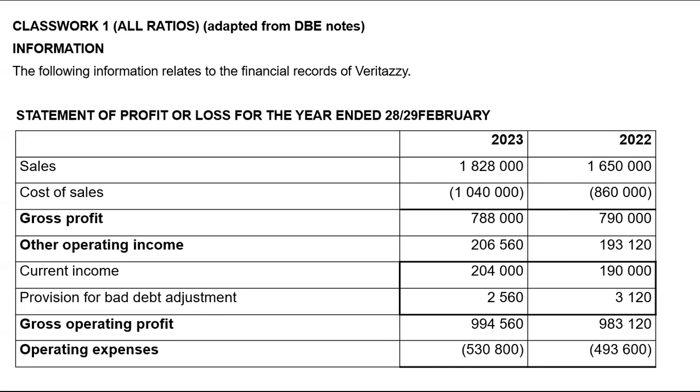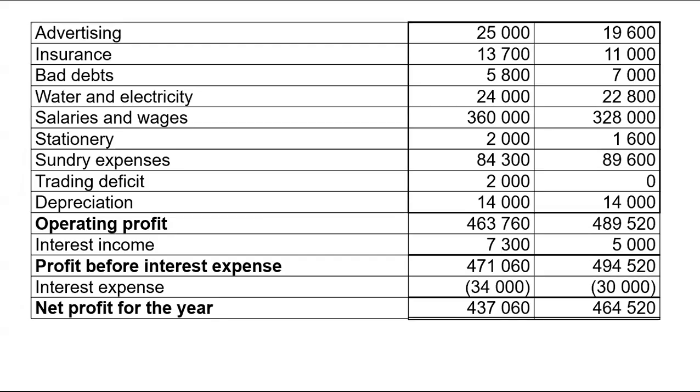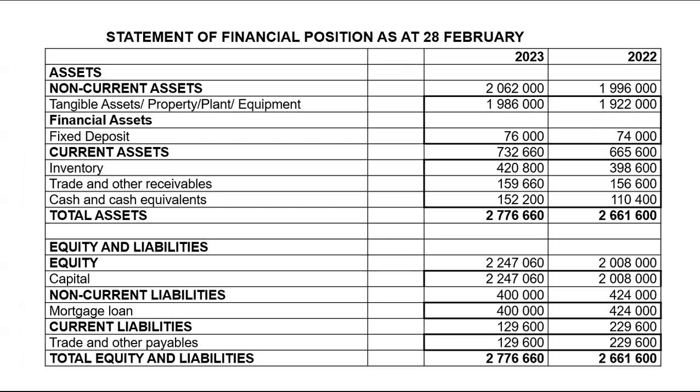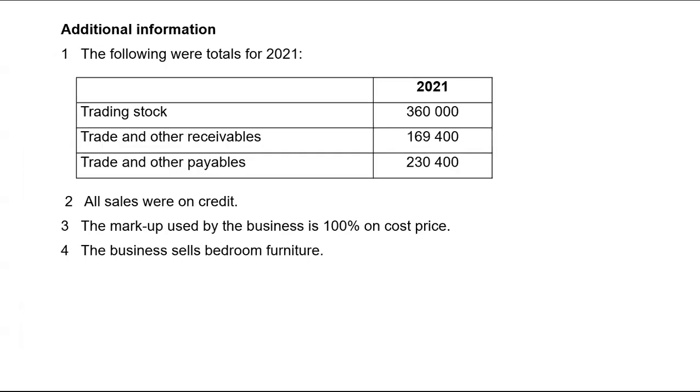This information for now is of no use to me until I've read what is required of me, all right? And what I can pick up here is that all sales were on credit. So we sell all our goods on credit. The markup used for the business is 100% on cost price. The business sells bedroom furniture.